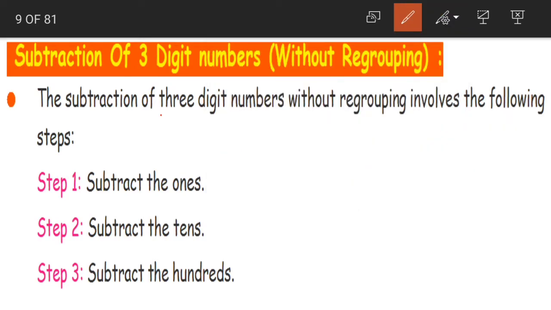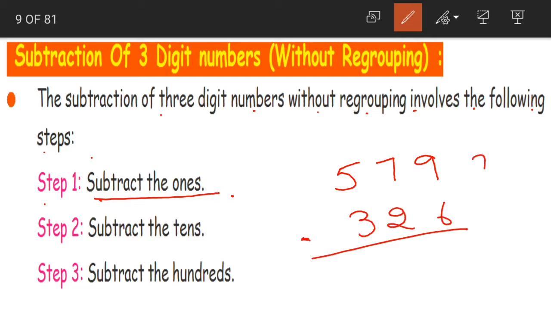What are the steps? Subtraction of 3-digit numbers without regrouping involves the following steps. Step 1. Subtract the ones. In 3-digit numbers, let us take the example of two 3-digit numbers, say 579 minus 326. Yes, we are having two 3-digit numbers. And if you look at the place values, in 3-digit numbers we have three place values: ones, tens and hundreds.